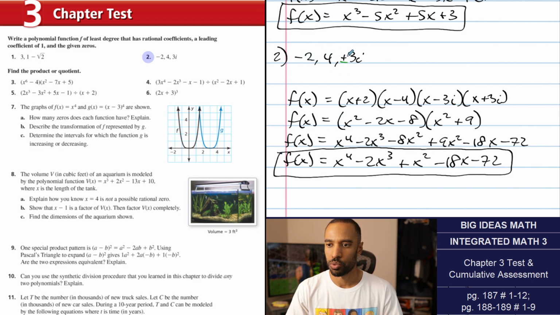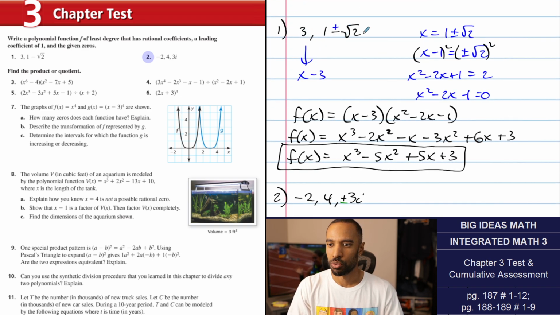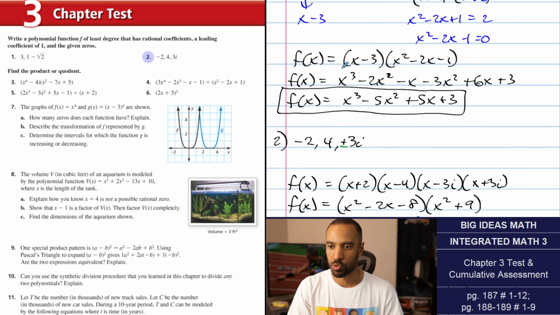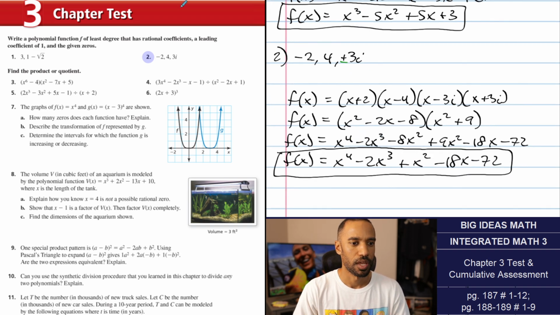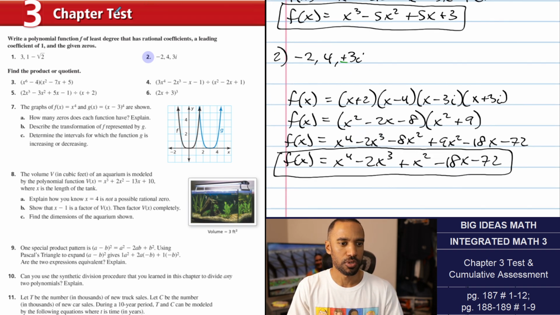So 1, 2, 3, 4 solutions, plus 3i, negative 3i. 1, 2, 3 solutions, 1 plus root 2, 1 minus root 2. This was a cubic with 3 solutions, a quartic with 4 solutions. Okay, let's jump to numbers 3 through 6 where we find the product or the quotient.